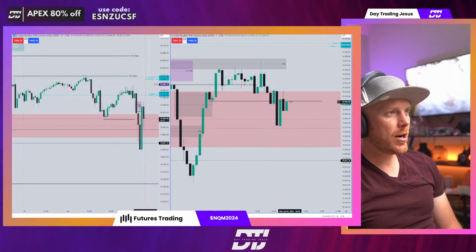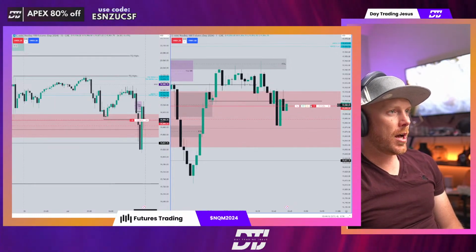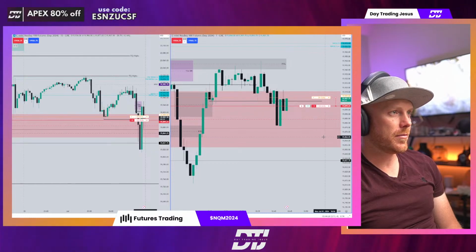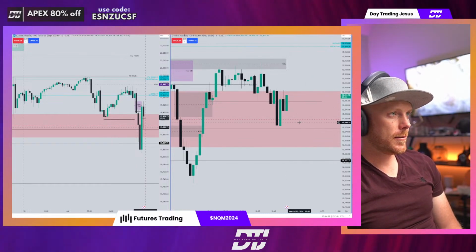All right, right here, I like this. As long as we find resistance there, I would be interested in a short right there. I'm going to take a position there. I'm going to put a stop loss at 10 handles, so that would be right around there. Let's see if it wants to be aggressive, and it's going to stop me out. Yeah, I'm not liking this price action.